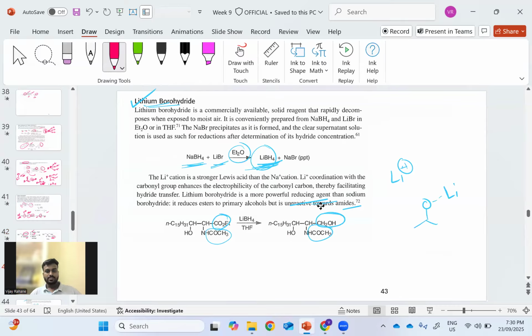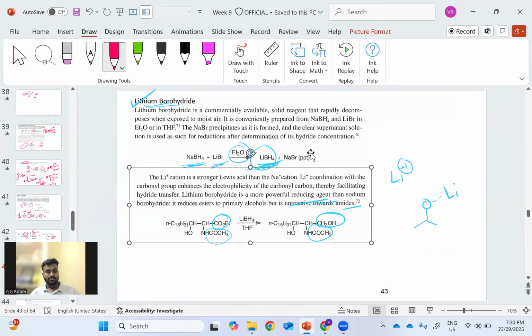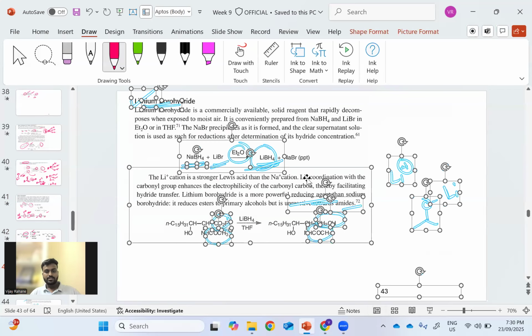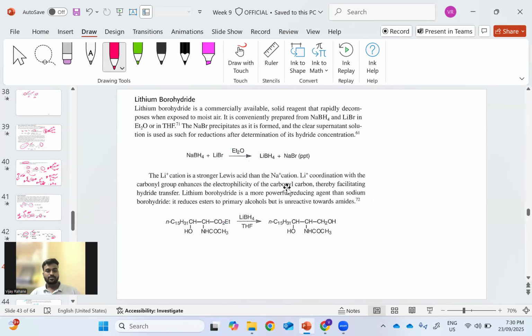Then we have, similar to the sodium borohydride, the lithium borohydride. So this lithium borohydride works. This can be prepared from the sodium borohydride. So here we need to add the LiBr salt to the sodium borohydride in dry ether, and in that case we can convert it into the LiBH4.